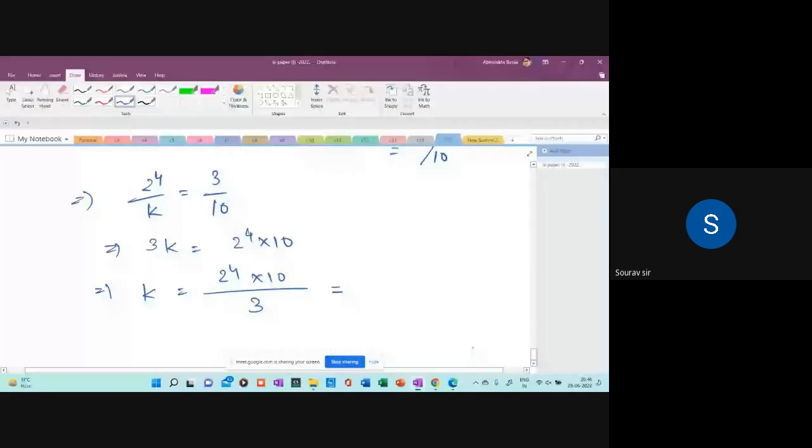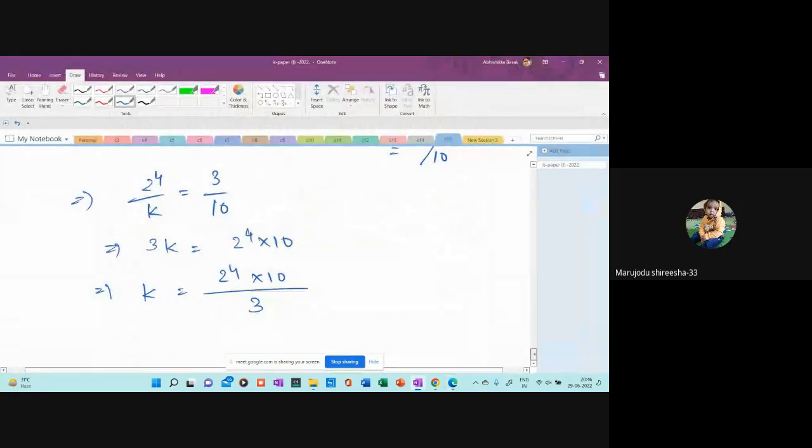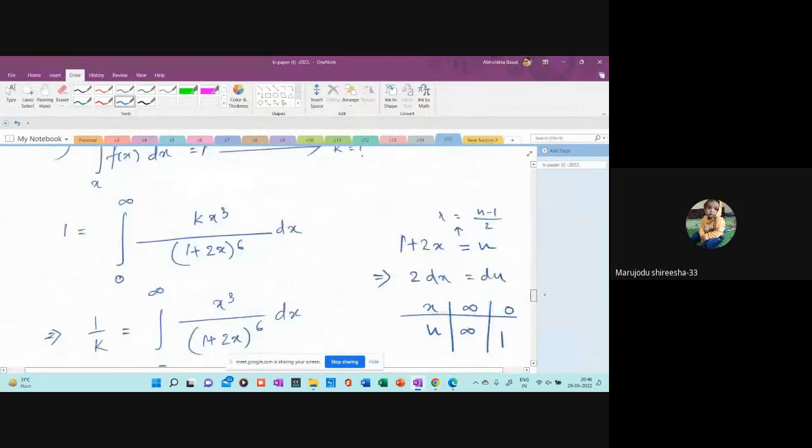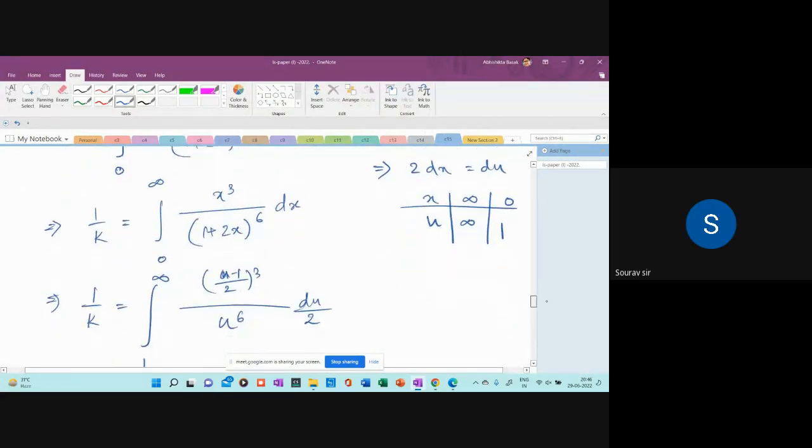Is it clear? Yes, ma'am. Just check for once the calculation. If there is any calculation error, you just fix this up. Okay. There is no option, ma'am. Check the calculation once. Okay. Let me check it as well. You check it once, I am checking it as well.